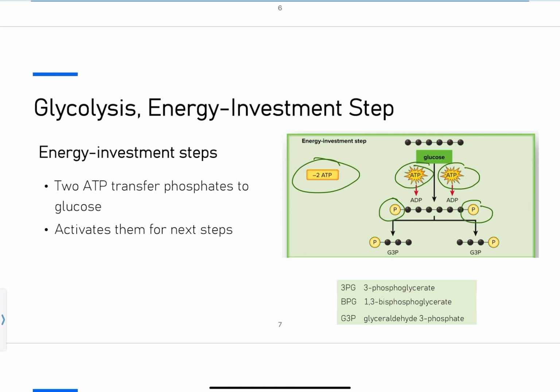One of the intermediate products formed during this phase is 3-phosphoglycerate, or 3PG, and another one is 1,3-bisphosphoglycerate, or BPG. These are just high energy intermediates, and they're essential in facilitating the next steps where we're actually going to harvest energy.